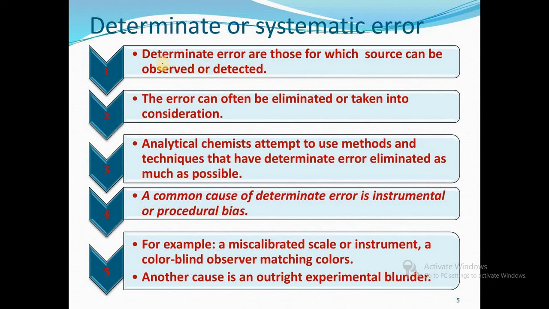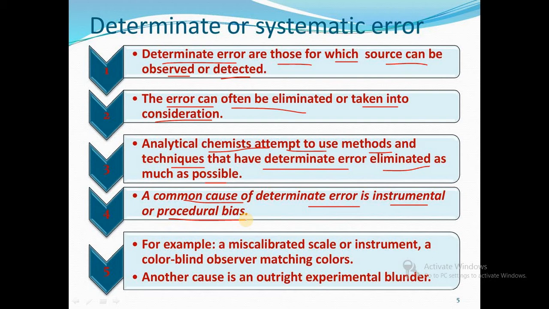Determinate or systematic errors are those for which the source can be observed or detected. We can find which type of error occurred in that experiment. Second, the error can often be eliminated or taken into consideration. Analytical chemists attempt to use methods and techniques that have determinate error eliminated as much as possible. A common cause of determinate error is instrumental or procedural error.